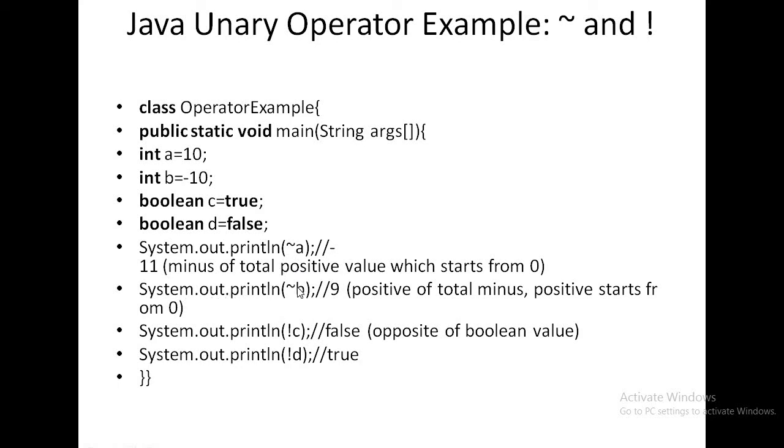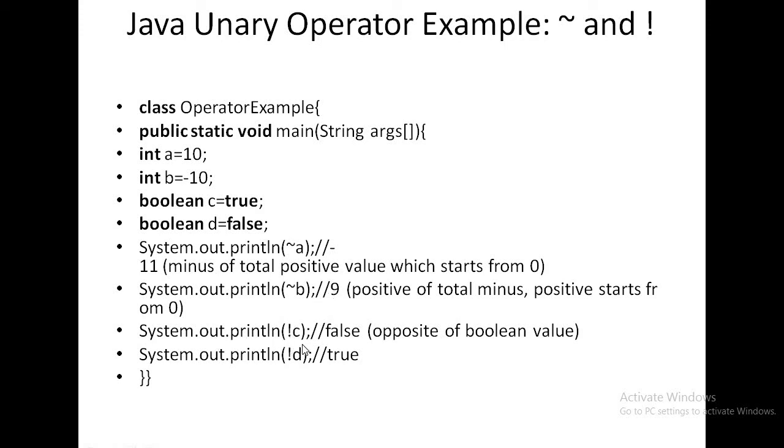And System.out.println negation b, and what is the value of b? Minus 10. So, minus of minus 10 plus 1, that is minus 9, and minus minus plus. So, this is the value.